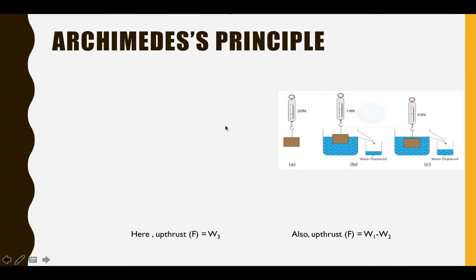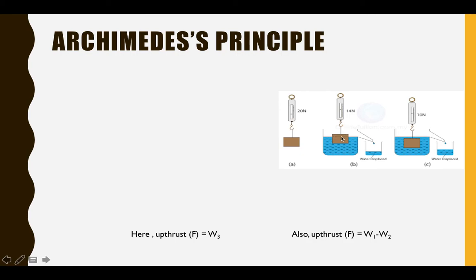Archimedes principle. This principle is linked with an immersed body. To make you understand easily, here a spring balance is measuring the weight of the body in air. If you don't see anything here, it means air is in the surrounding. So the weight of this body in air is 20 Newton. When you immerse this body into the liquid, then because of upthrust it will measure less weight. That's why it is written 14 Newton.